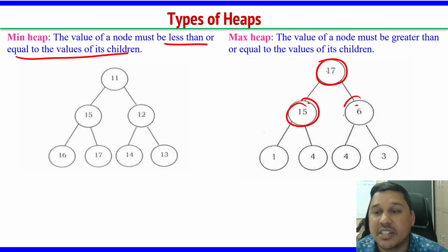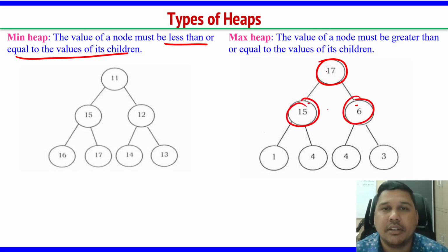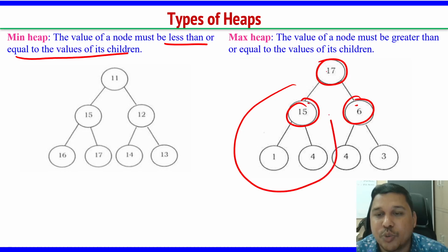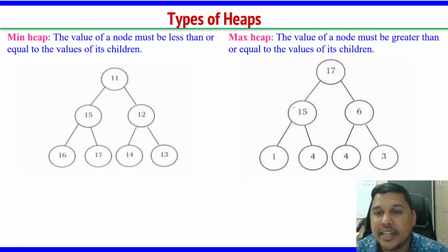See, 15, 6. There is no order of BST. Don't bring BST here. Why? A binary search tree says that all the elements on the left-hand side should be less than, and on the right greater than, but that logic is not there here. See, here I have 15, here I have 6, here I can have 10. We can have any order, there is no order. It's a kind of variation of a binary tree.